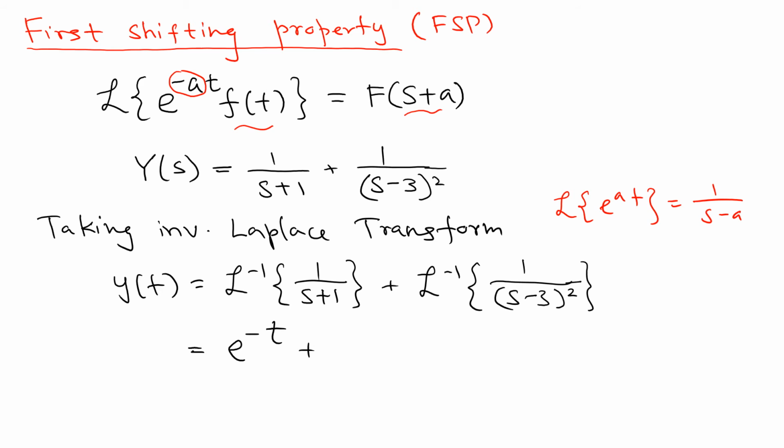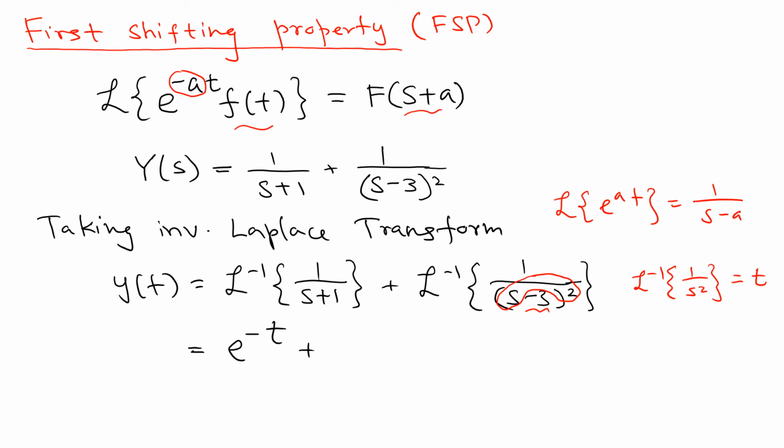For the second term, we notice the original function. We're going to ignore the negative 3 term, so it looks like 1 over s squared. If you take the inverse of 1 over s squared, that gives you t from the table, because if you take the transform of t, it is 1 over s squared. So how did we do that? We ignore the negative 3 and just look at the general form, which is 1 over s squared. That's going to give you t.